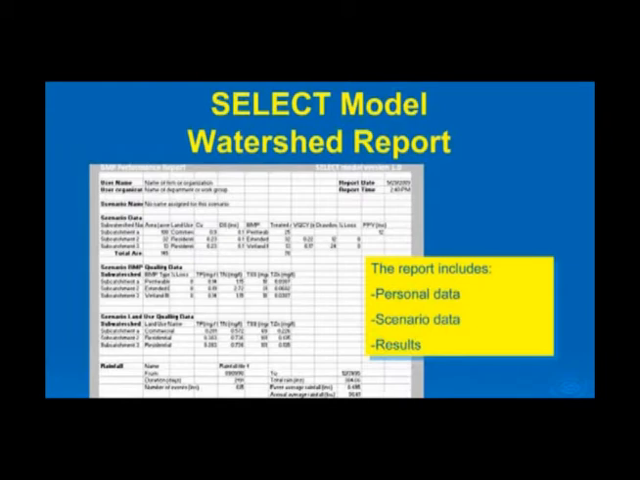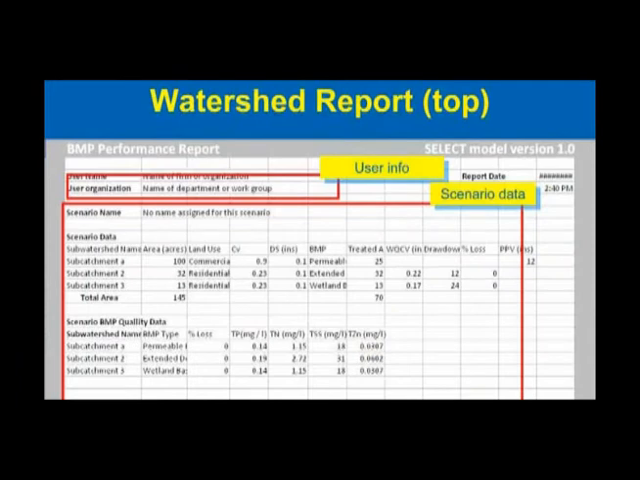This slide shows an example of the output from SELECT. It includes identification information such as the name of the modeler and identification of the watershed, echo print of the scenario input data, and results. Zooming in on the top portion of the report, we see the user information and the watershed scenario information. Note under scenario data that a watershed is comprised of subcatchments, but each subcatchment drains to a single BMP.